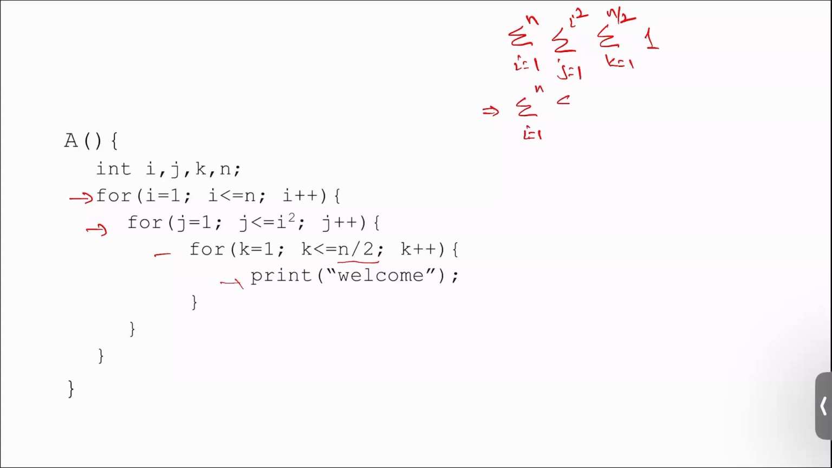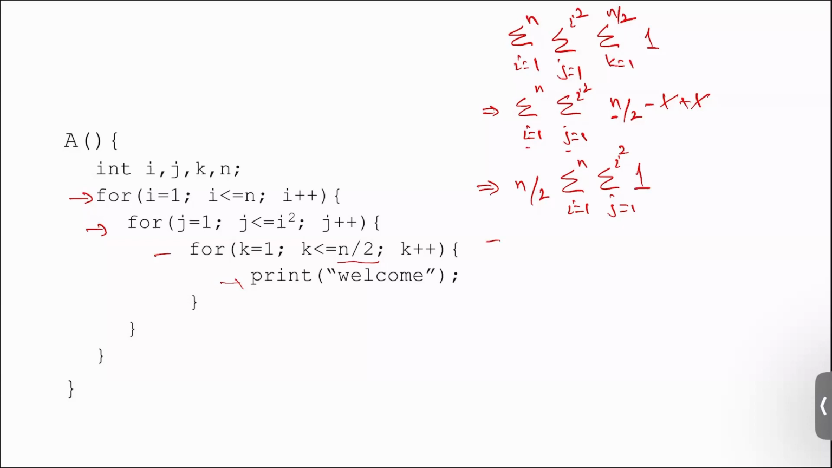So 1 to n, j is going to start from 1 to... constant with respect to j and with respect to I both. So I'm going to move this n by 2 out, and n by 2 summation I is going to start from 1 to n, j starts from 1 to I square, and remaining stuff is only 1. Right? Now we will solve the inner equation.